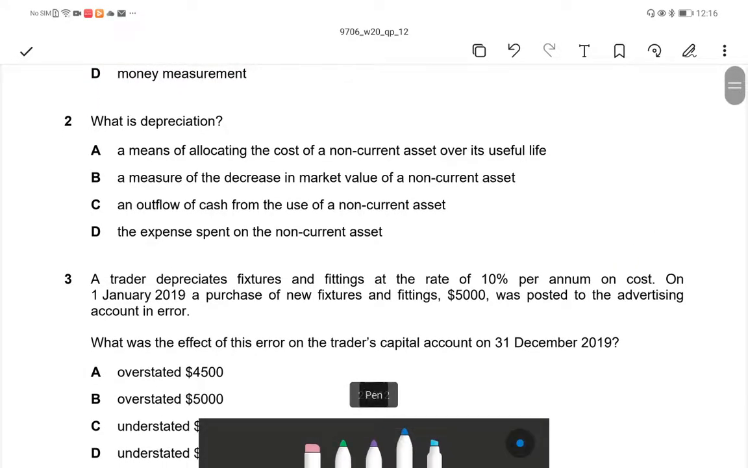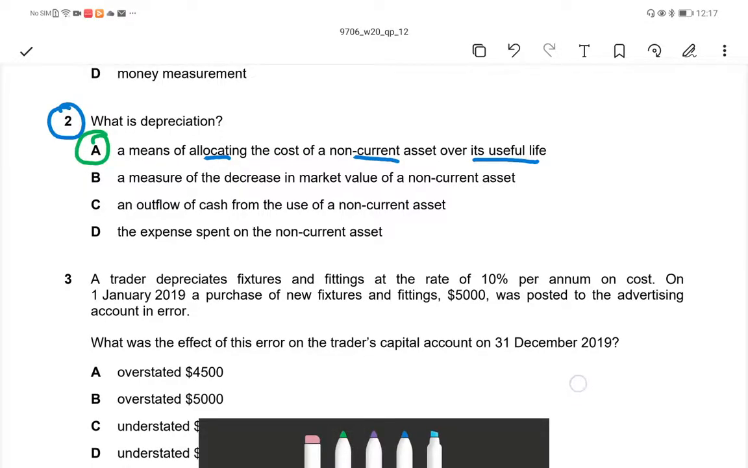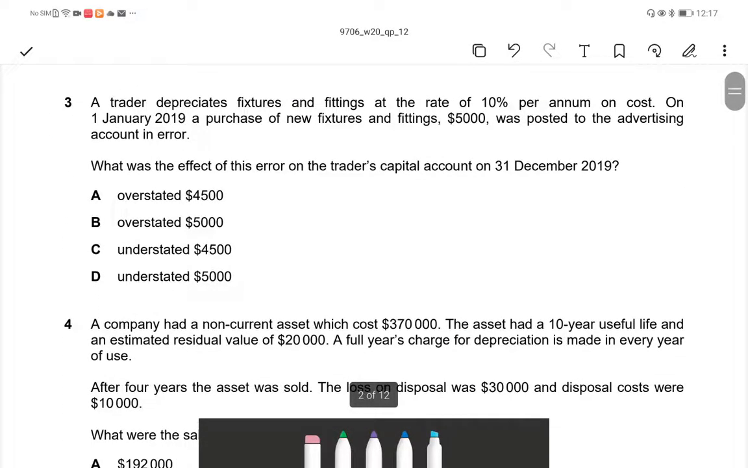Next, what is depreciation? The first option, a means of allocating the cost of a non-current asset over its useful life. Perfect. That is the allocation of the cost of the asset over its entire useful life. So the correct answer is option A. Next, question number 3.